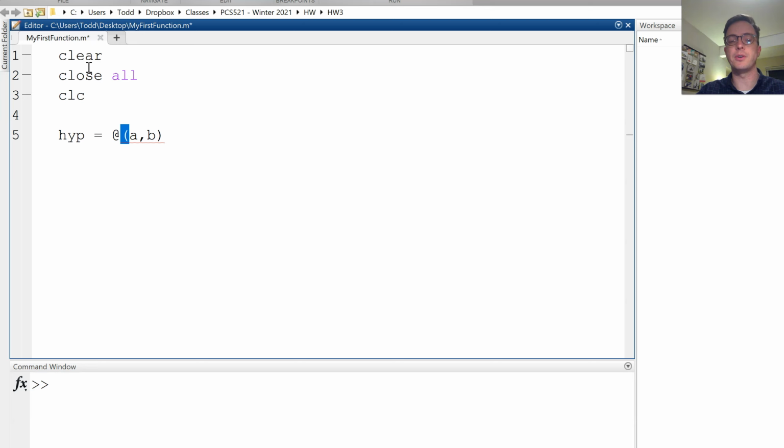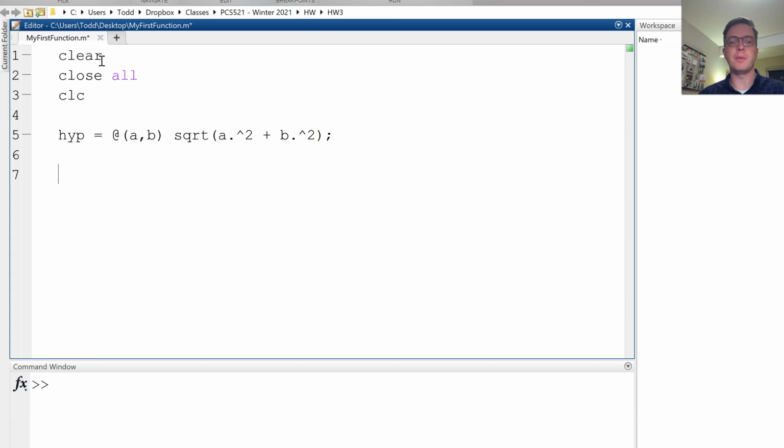Okay, so that means my function, which is called hyp, that's the name of the function, takes two arguments, a and b. Now I have to tell it what the function does. So I want my hypotenuse to be a squared plus b squared equals c squared. So c is going to be the square root of a squared plus b squared. Maybe I'll put a semicolon at the end of it.